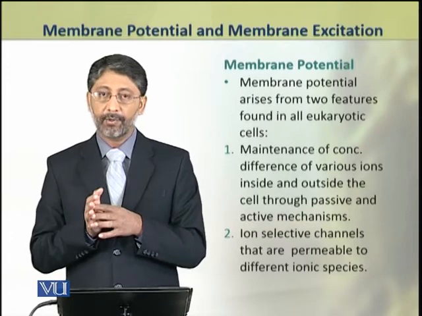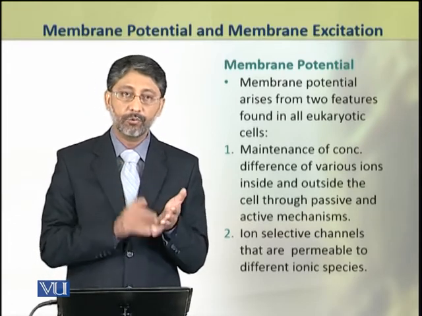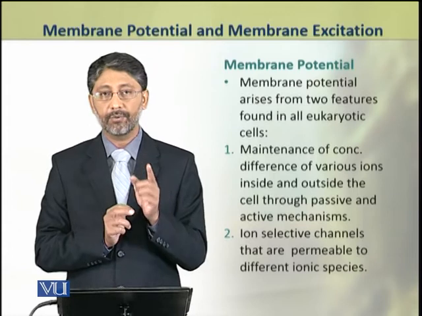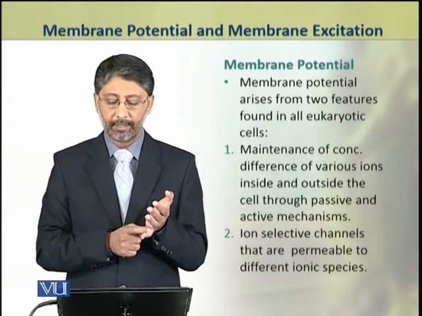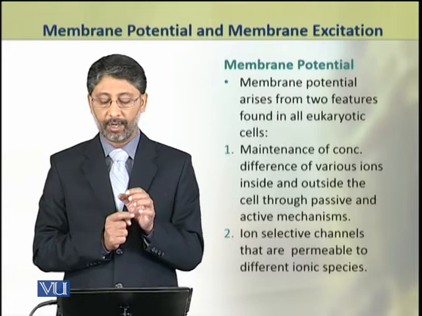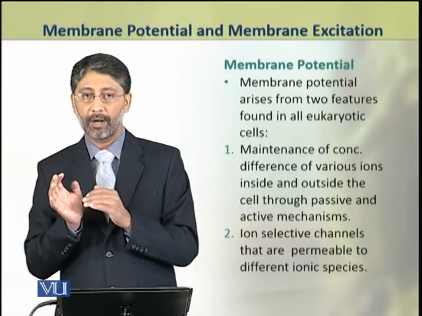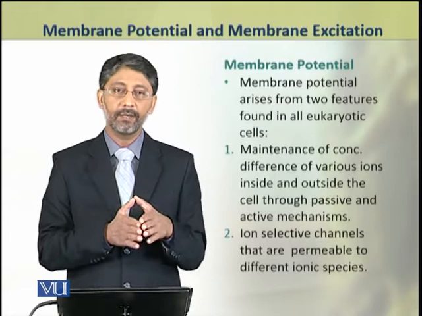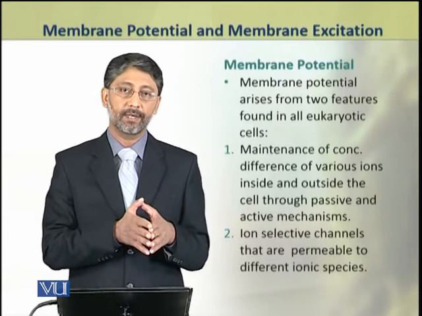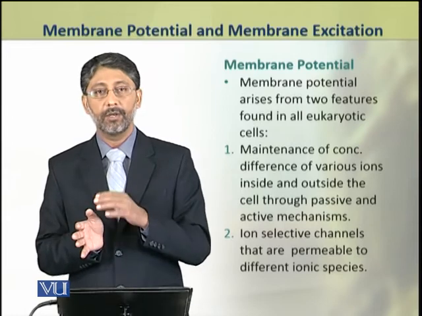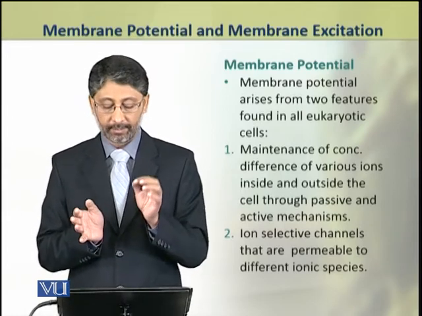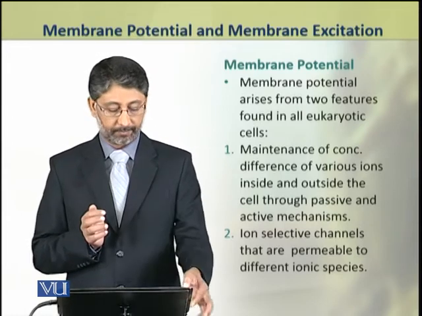The membrane potential arises because of two features found in all eukaryotic cells. One is the unequal distribution and maintenance of different concentration of various ions inside and outside the membrane. And second is the presence of ion selective channels that are permeable to various ionic species.